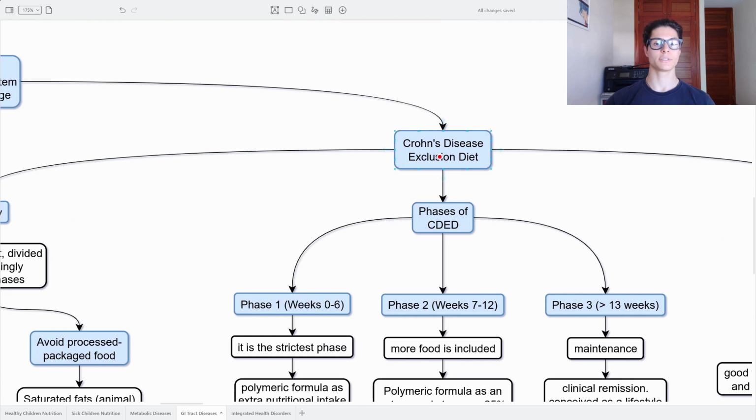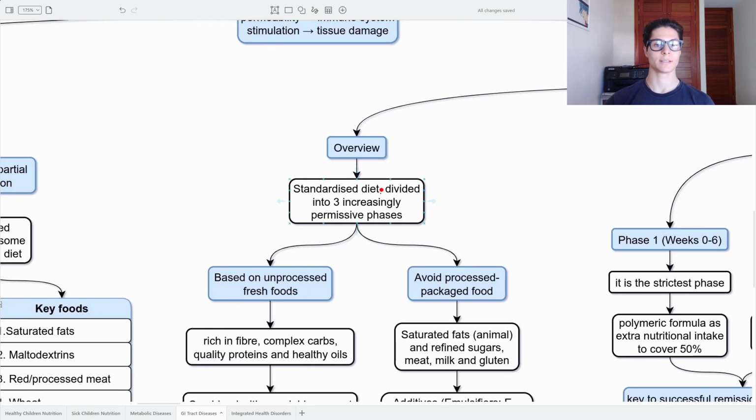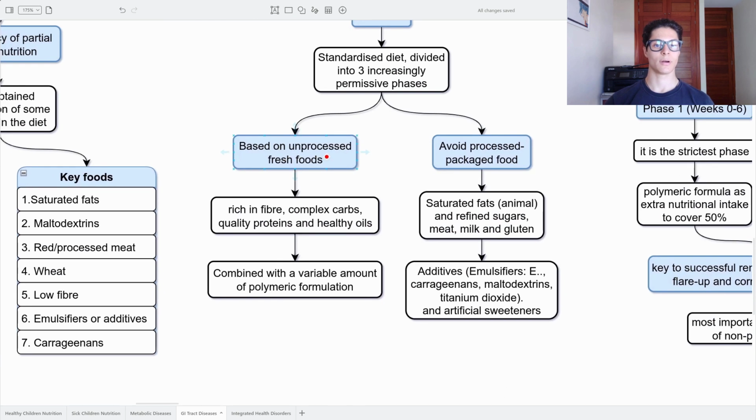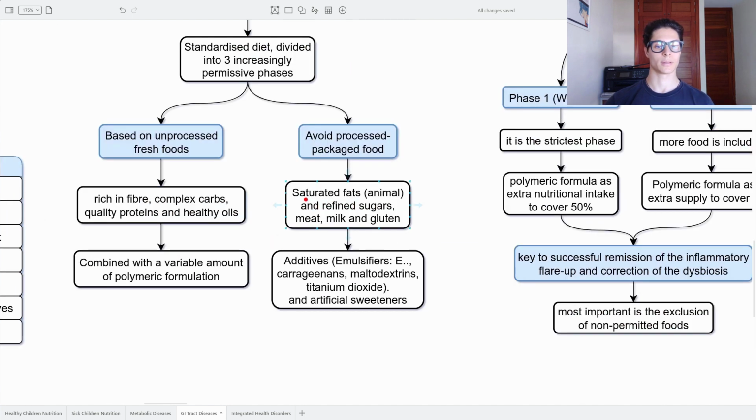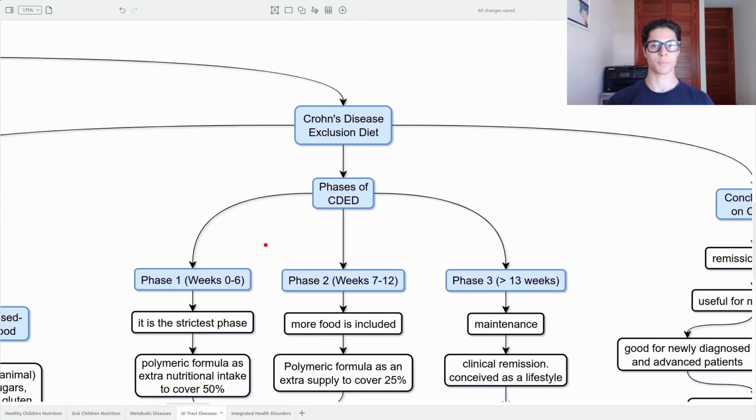On the other hand, the Crohn's disease exclusion diet is a standardized diet divided into 3 increasingly permissive phases. It is based on unprocessed fresh foods, rich in fiber, complex carbs, quality proteins and healthy oils, combined with a variable amount of polymeric formulation. And it avoids processed packaged food, together with saturated fats coming from animals, refined sugars, meat, milk and gluten. It also avoids additives such as emulsifiers, carrageenans, maltodextrins, titanium dioxide, etc. and artificial sweeteners.